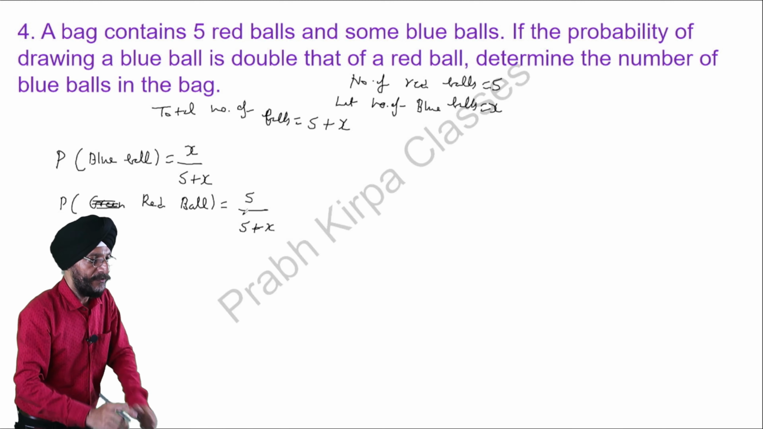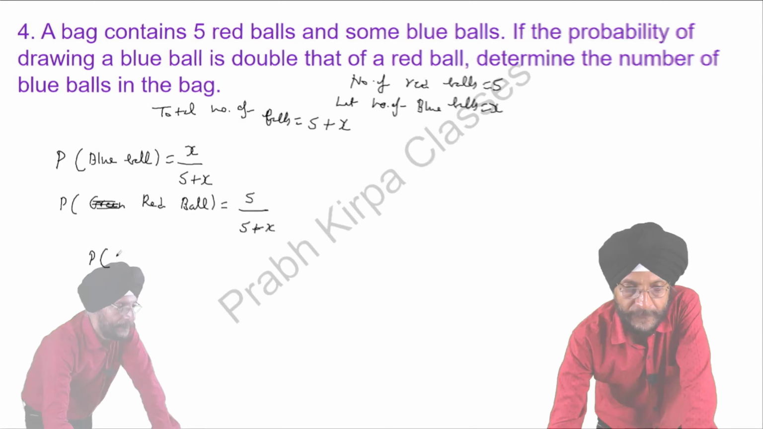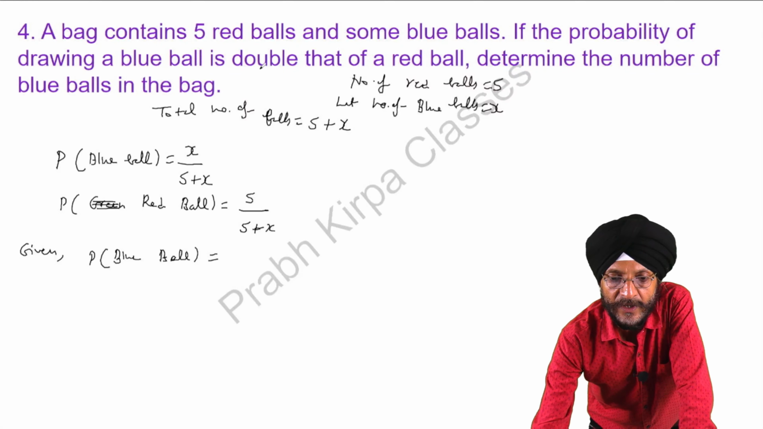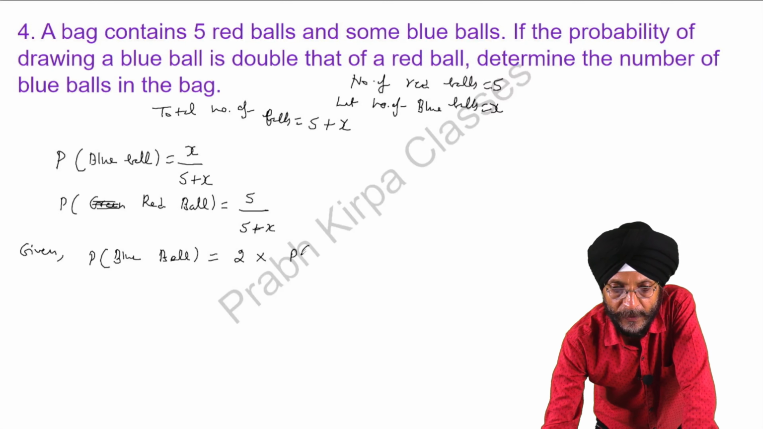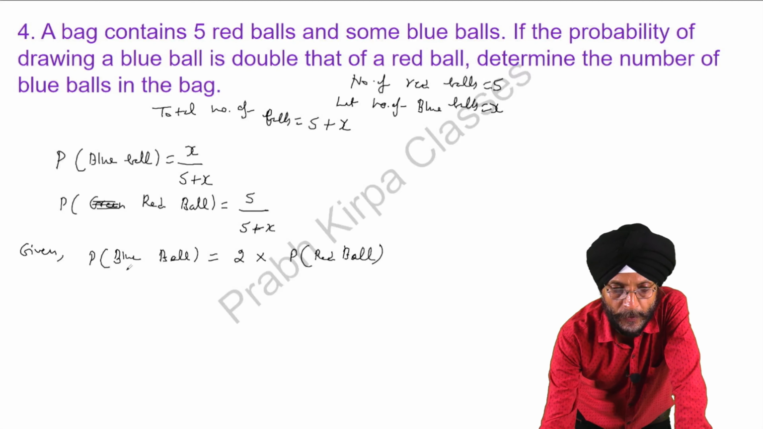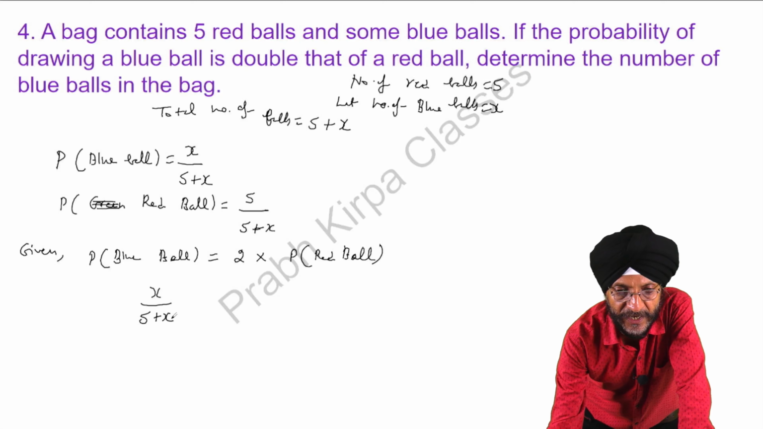Now what is given in the question? If the probability of drawing a blue ball is double that of a red ball, here what is given? Given: probability of blue ball is equal to double that of probability of red ball. So what is the probability of blue ball? It is x over 5 plus x.